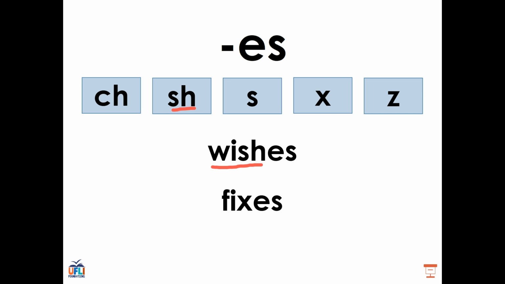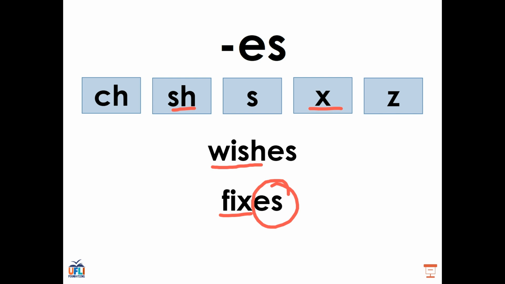Fix is a verb. I fix, you fix. But we wouldn't say he fix, we would say he fixes. The base word is fix, and the suffix is es. Just like in wishes, fixes has the es suffix because it ends in an x. We need to have that extra letter in there, that extra vowel, because we're adding a syllable. Fix is a one-syllable word, while fixes is a two-syllable word.